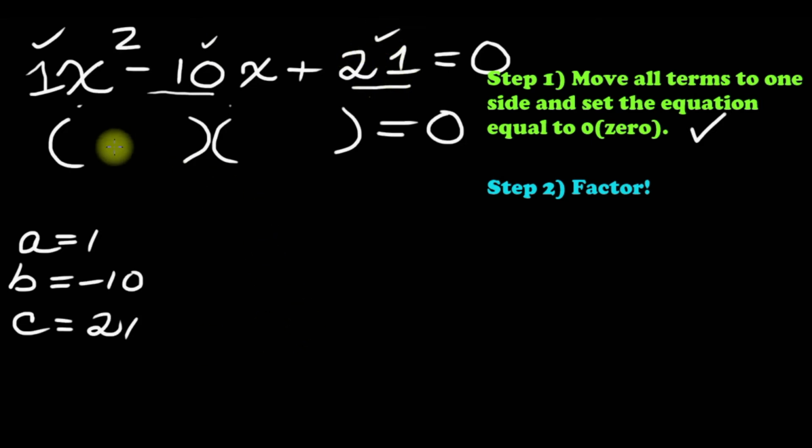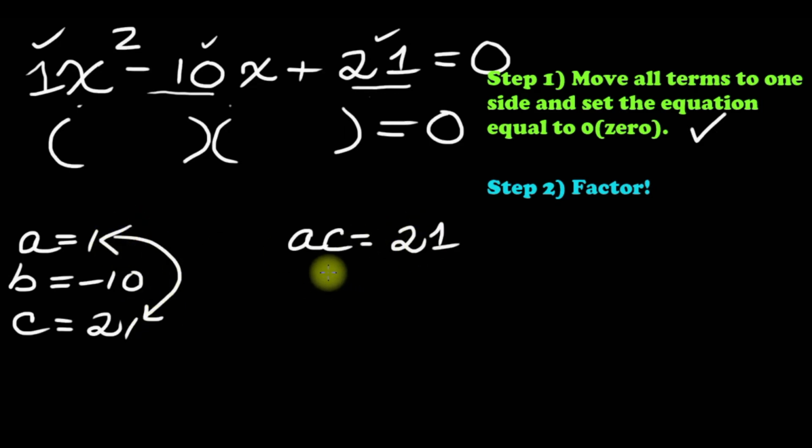So to come up with the binomials, you need to come up with two factors that when you multiply, it comes out to a times c. So a times c is 21. And then those two factors have to add up to b. b is negative 10.